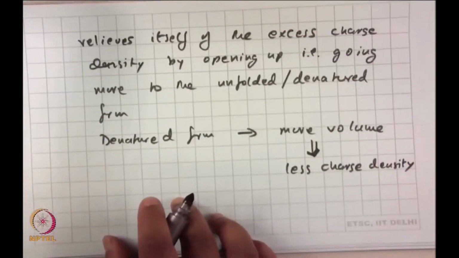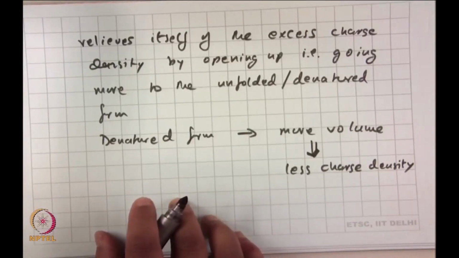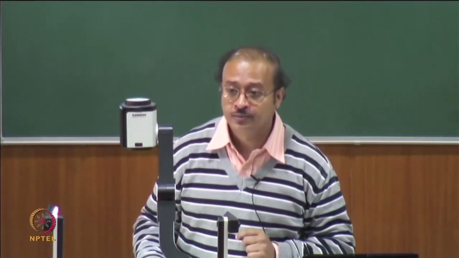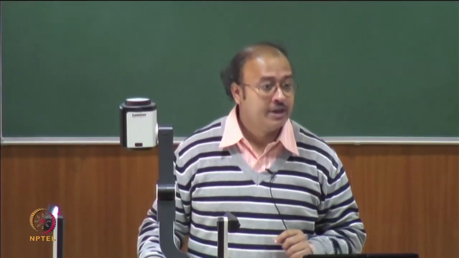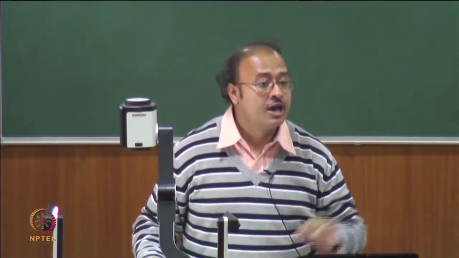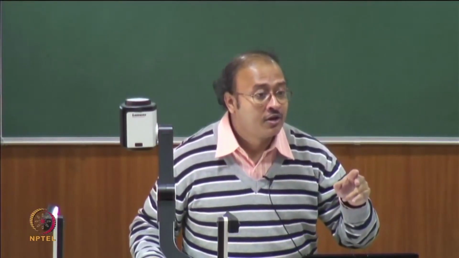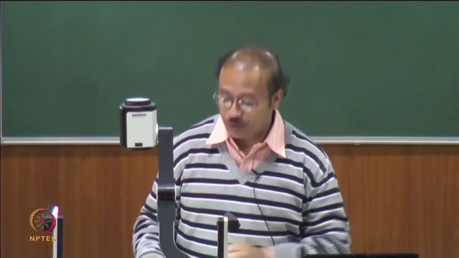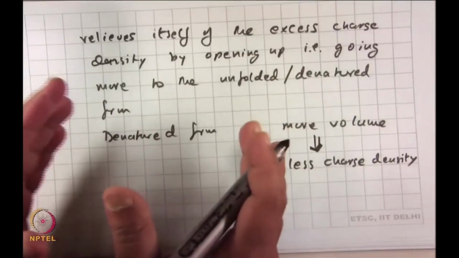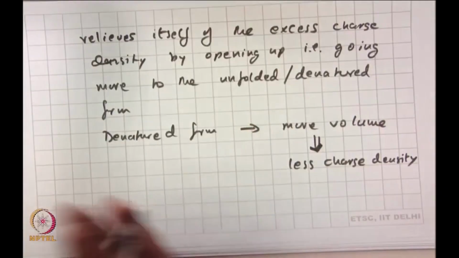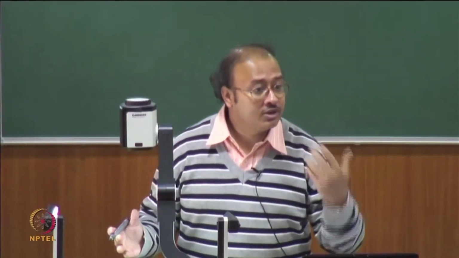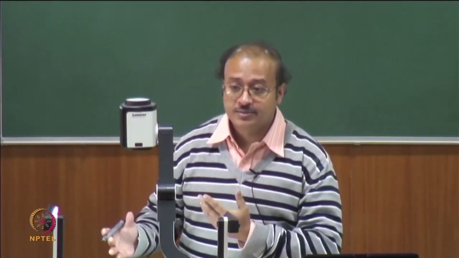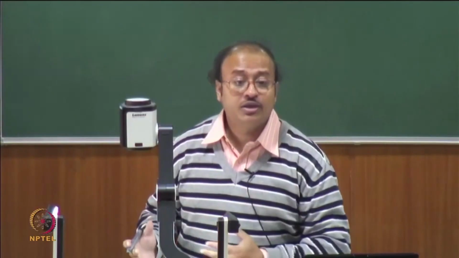So, in effect, if someone asks you to explain in one sentence what pH induced denaturation means, or how or why it happens, it simply happens because the protein goes to a lower electrostatic free energy. If it is in the compact form, its free energy is increased because there are so many repulsive interactions. So, because of this increase in pH, it tries to go to that state where the electrostatic free energy is lowered.